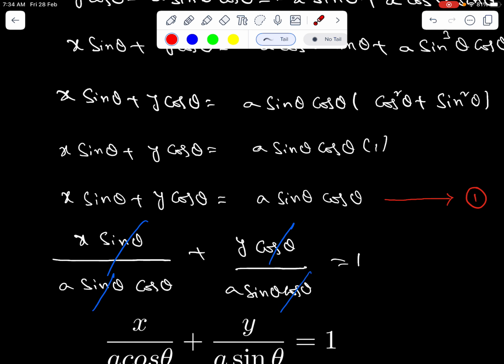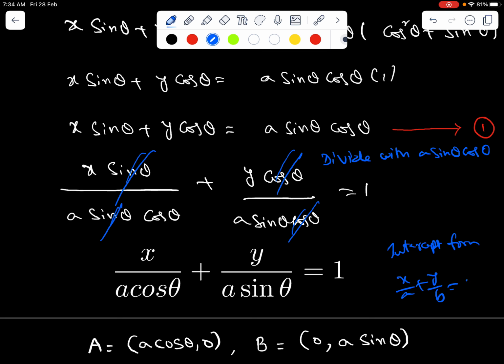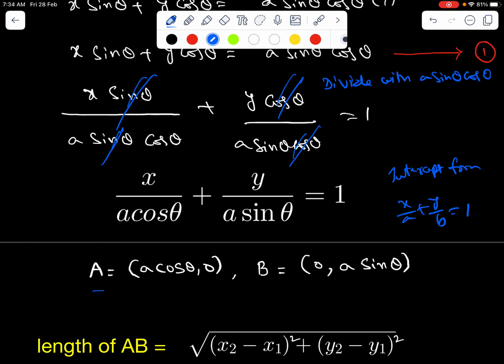Therefore, x sin theta plus y cos theta is equal to a sin theta cos theta. Divide with a sin theta cos theta. Therefore, sin theta cancel, y cos theta cancel, that is equal to 1. Therefore, it is in the form of intercept form. x by a plus y by b is equal to 1.